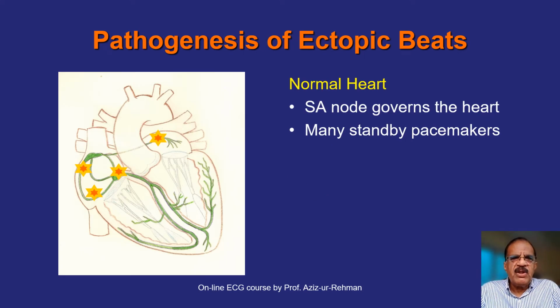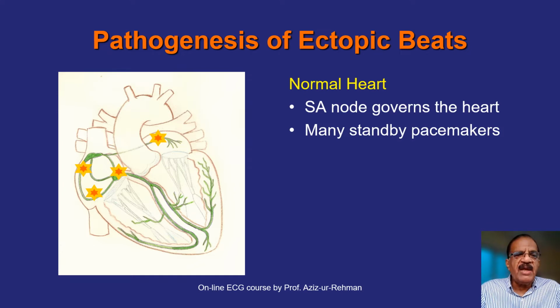This is our conduction system, a normal heart. A normal heart has the SA node, and that governs our heart because it has the fastest inherent rate. But there are many standby physiological pacemakers, and these are parts of our conduction system. For example, there may be one here, an AV node.